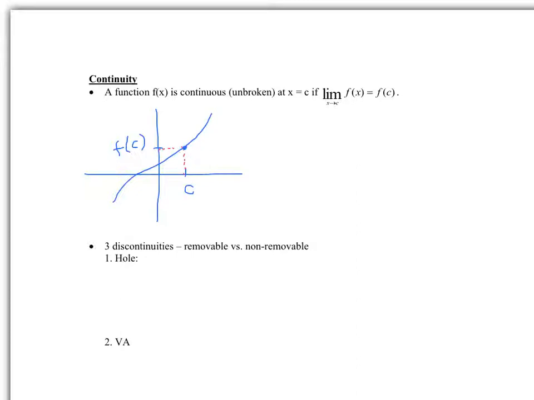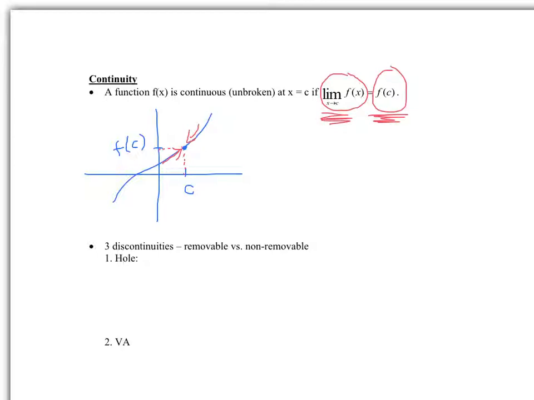Alright, so if we're talking about the limit, first of all, of the function as x approaches c, if I were to approach c from each direction, from the left, from the right, you can see that the limit value would be f of c. So the limit is equal to the function value. Okay? So that's when a function is continuous. The limit has to match the function value.